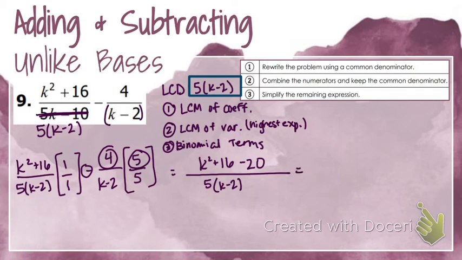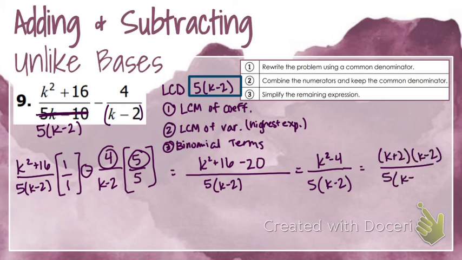And then k squared plus 16 minus 20 is k squared minus 4 over 5 times k minus 2. And then we're going to factor the top. K plus 2 times k minus 2 over 5 times k minus 2. Cancel the k minus 2's, and we're left with k plus 2 over 5. And that is your final answer.